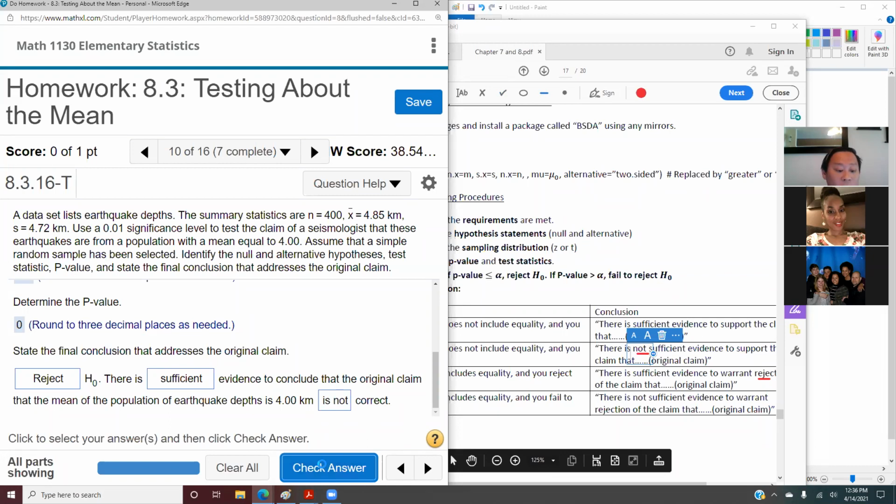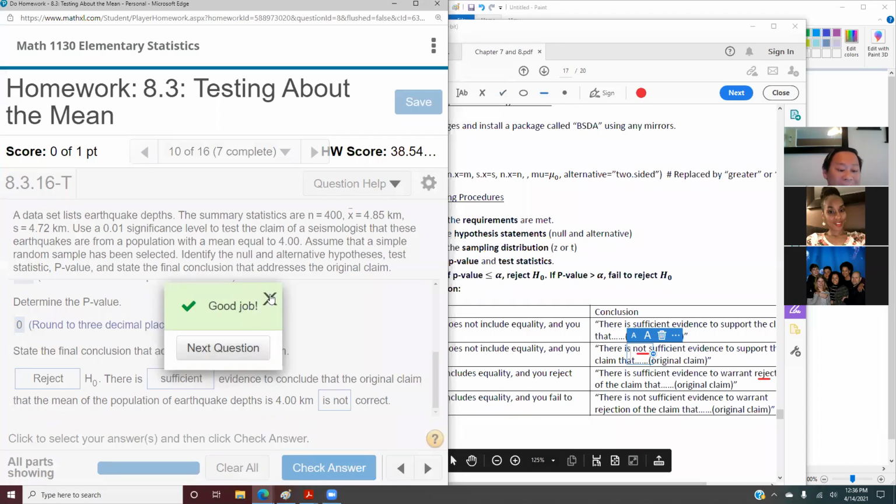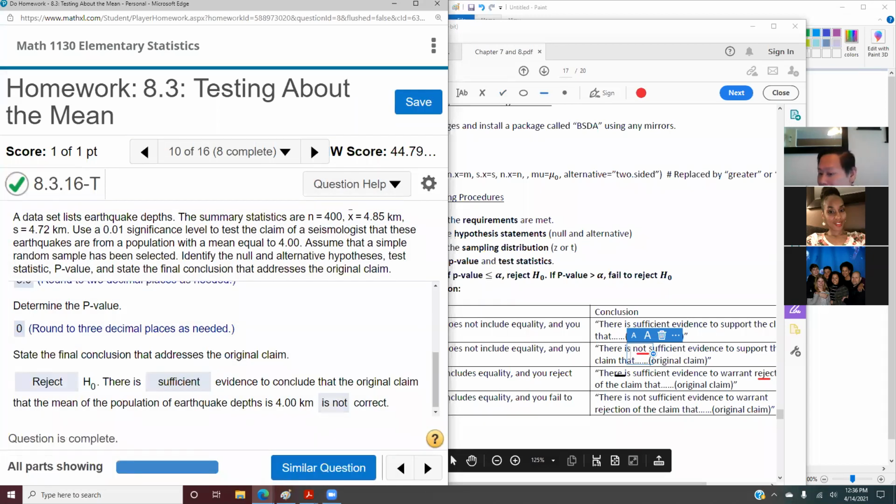Okay, thank you. So in the test, I would recommend you just write this down, because in your online homework you cannot write it; you have to follow the system, the way that they write it. In the test, you mostly just write it down. So make sure you write: there is sufficient evidence to warrant rejection of the claim that the earthquakes are from a population with a mean equal to 4.0.